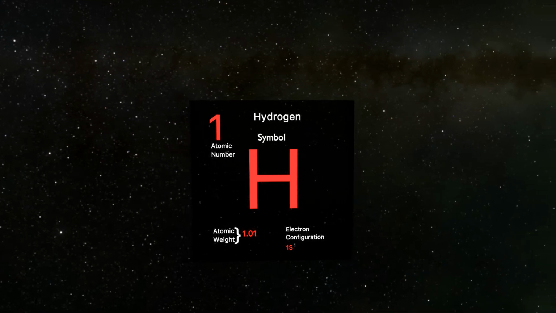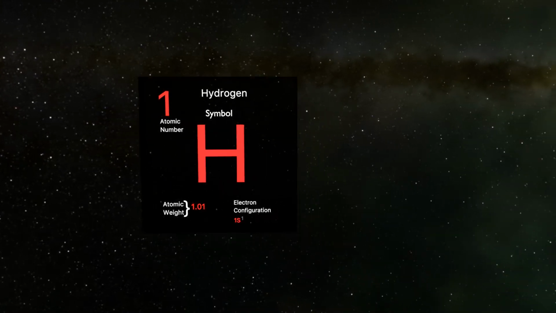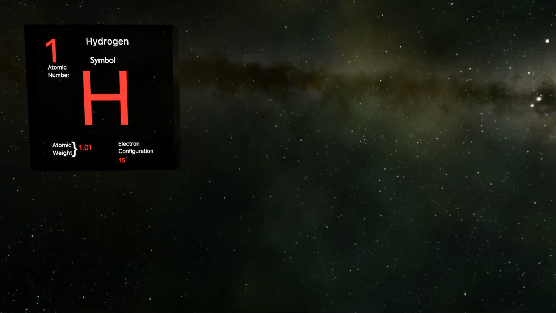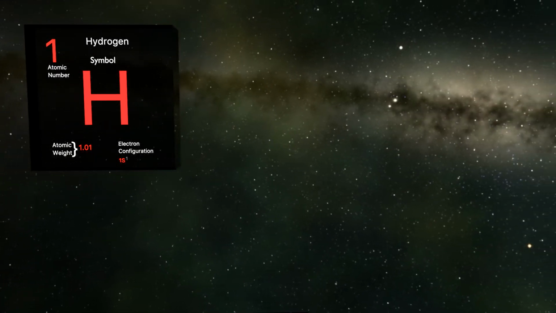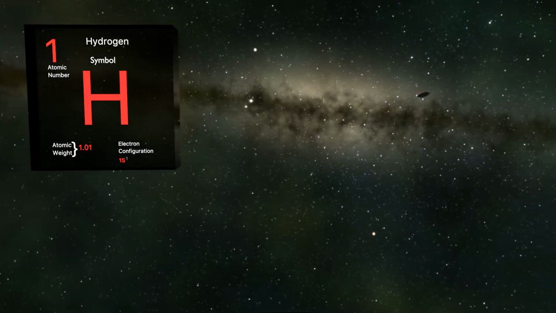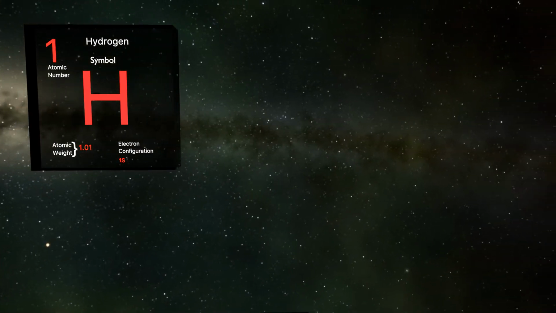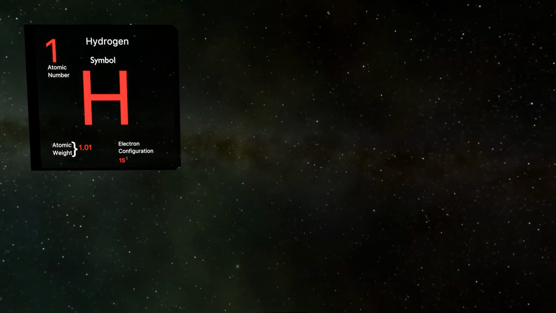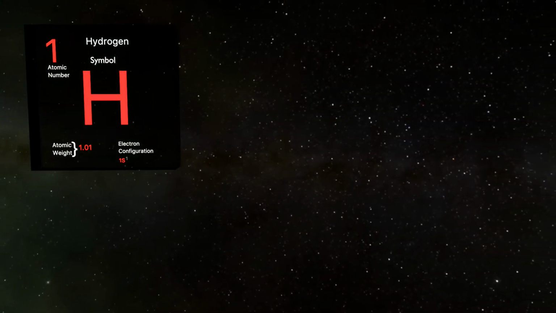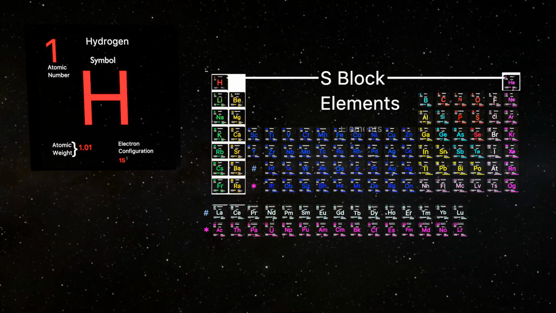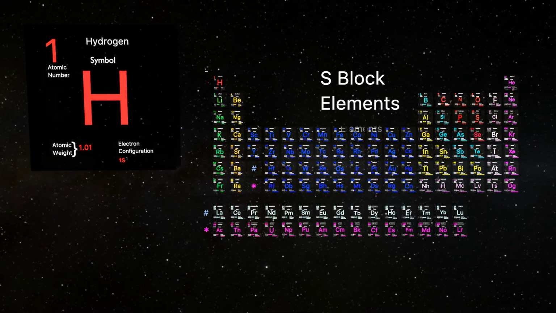Hydrogen. Element number 1. Atomic number 1. Symbol H. Atomic weight 1.01. Electron configuration 1s1. Hydrogen belongs to a family of elements called the other nonmetals. It also belongs to a group of elements called the s-block elements. These elements' outermost electron, or valence electron, orbits in a spherically shaped orbital.